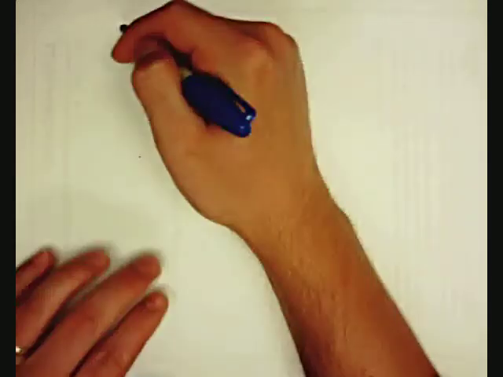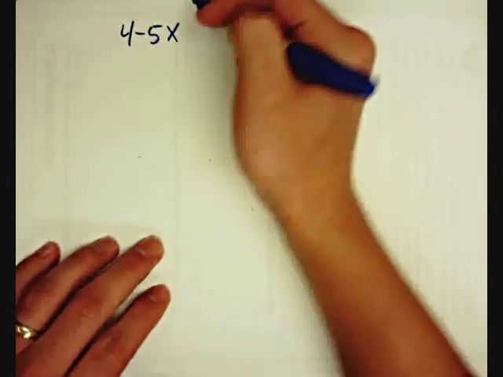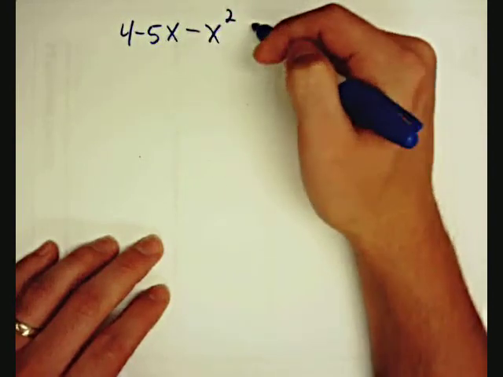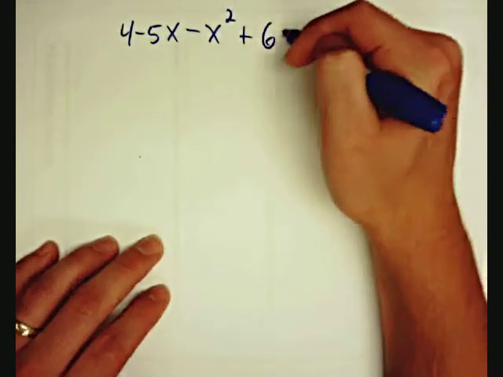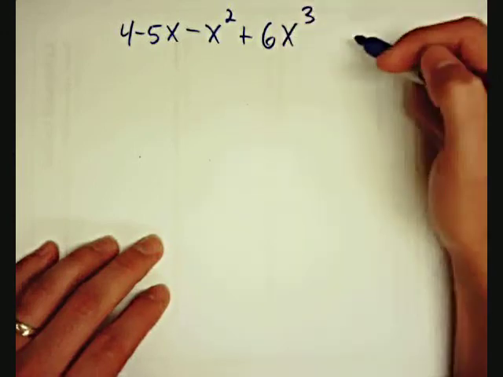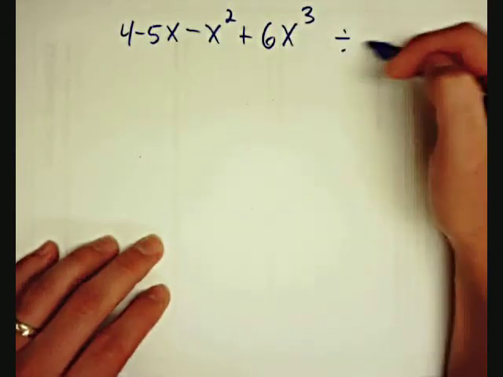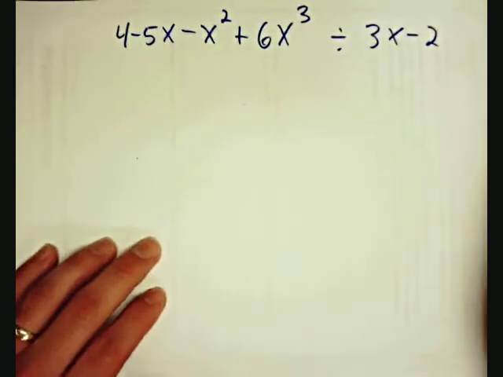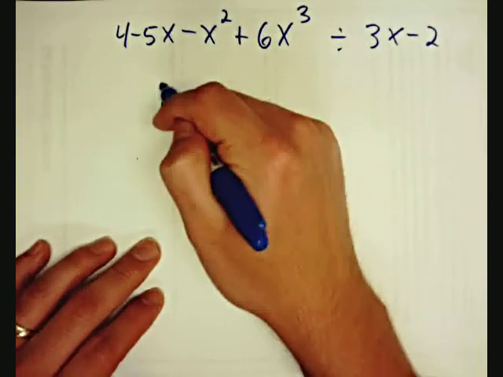Example 2, we'll divide 4 minus 5x minus x squared plus 6x cubed by 3x minus 2. So set up our long division.